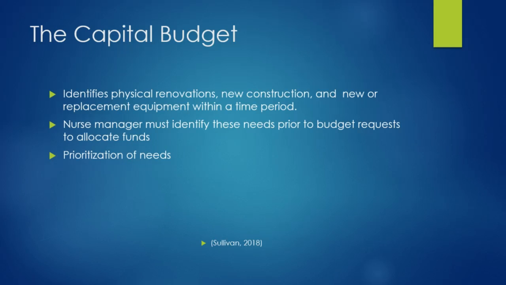One example of this, if the TVs in the patient rooms are outdated and not working properly, a nurse manager may look to replace these in the coming budget. However, if new vital sign equipment, patient lifts, or other patient care equipment needs updated or replaced, the nurse manager will need to prioritize these over the new TVs in the capital budget.